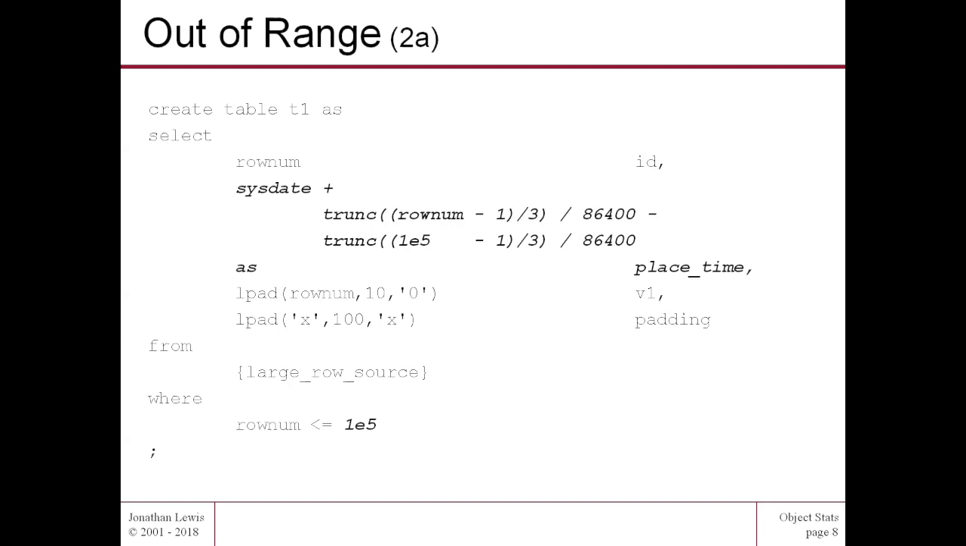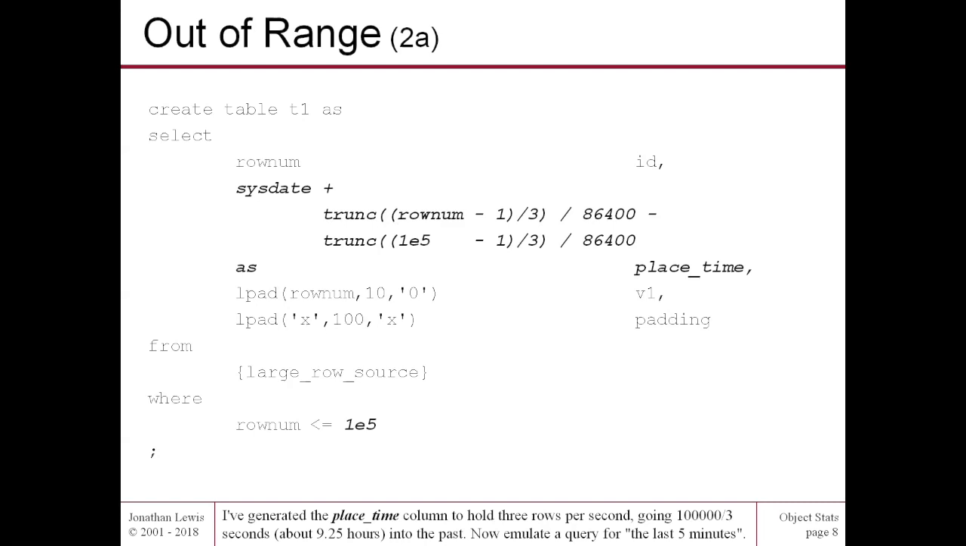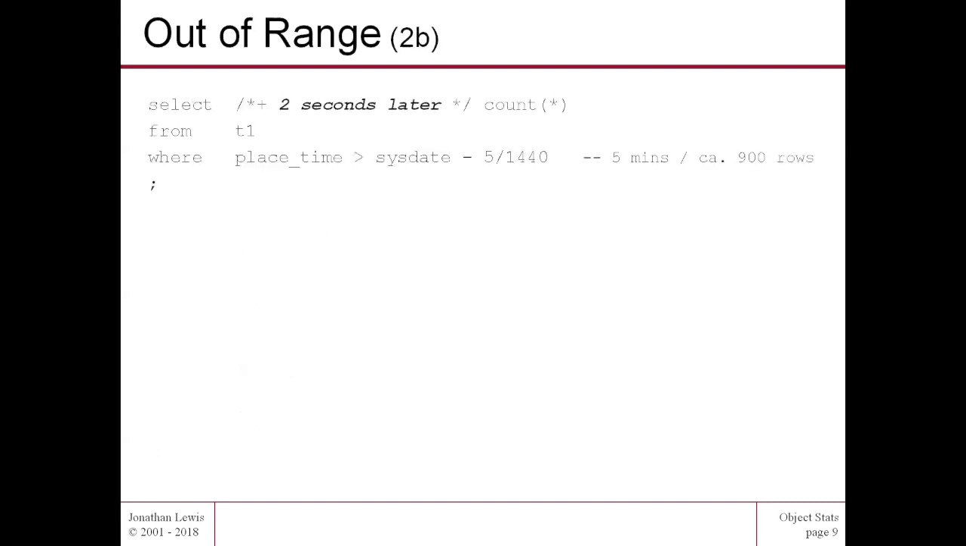going 100,000 rows into the past. That's about 33,000 seconds into the past. That's about 9.5 hours. Okay, sorry, 33,000 seconds, 9.5 hours. But we've got 3 rows per second. Now I'm going to gather stats on this data, and then I'm going to say to Oracle, show me the data which appeared in the last 5 minutes.